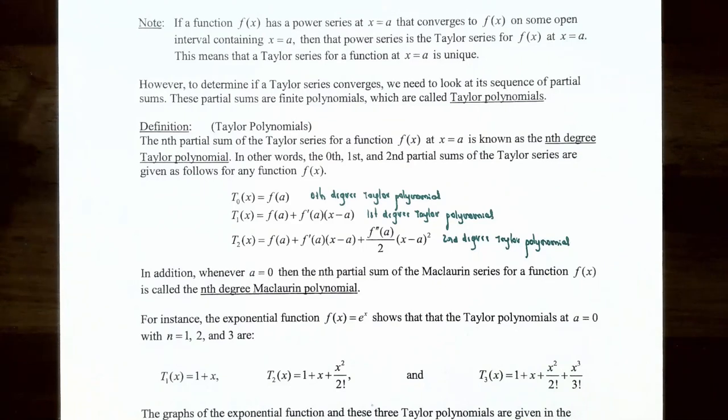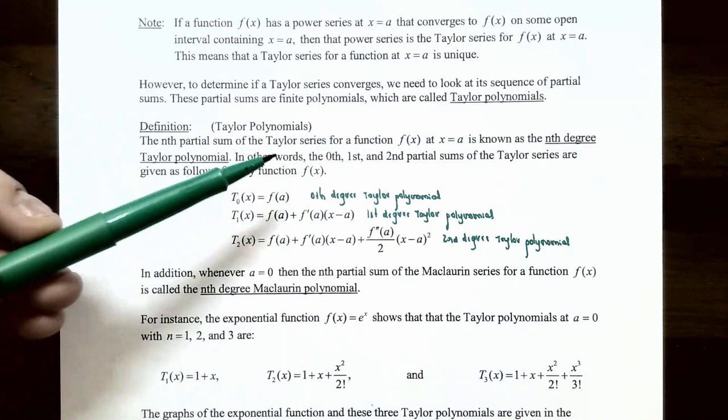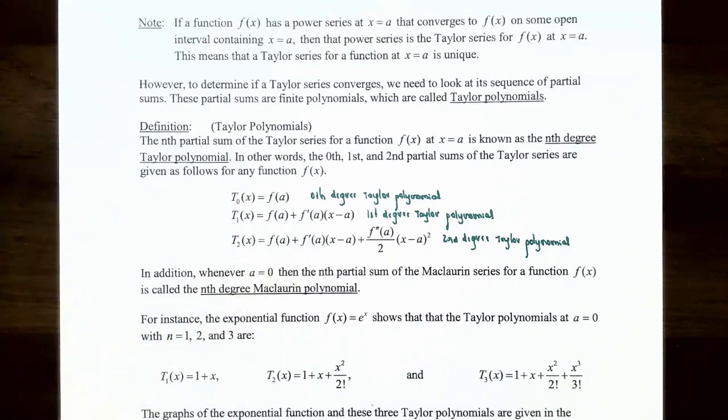However, to determine if a Taylor series converges, we're going to need to look at a sequence of partial sums. And these partial sums are actually finite polynomials, and they're called Taylor polynomials. So the definition of a Taylor polynomial: the nth partial sum of a Taylor series for a function f of x centered at x equals a is known as the nth degree Taylor polynomial. So in other words, the 0th, 1st, and 2nd partial sums of the Taylor series are given as follows for the function f of x.